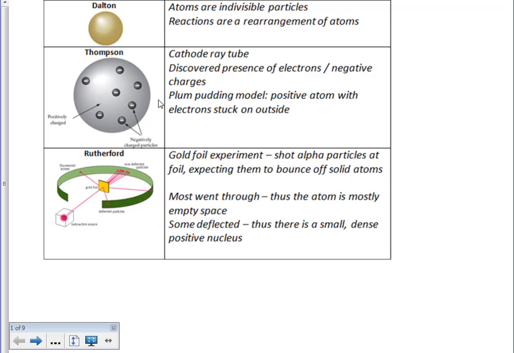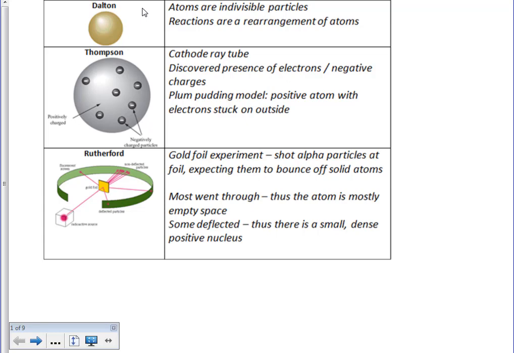So when you're looking at the following, we have Dalton, who was the first to come along in our timeline, and developed the idea that atoms are indivisible particles. It means that the reactions are arrangement of atoms, and we talked about this kind of as the solid sphere model. After that, we know J.J.